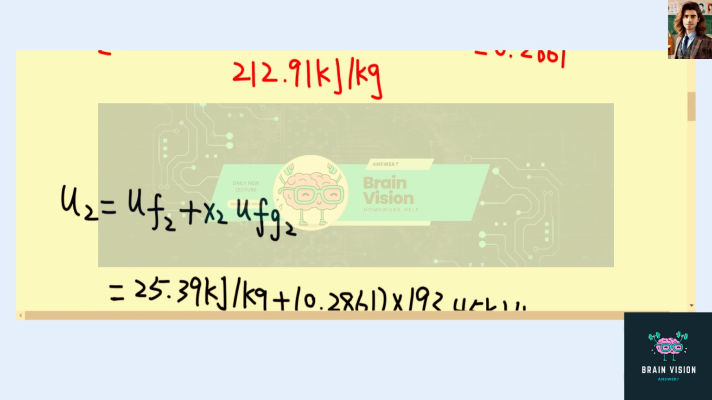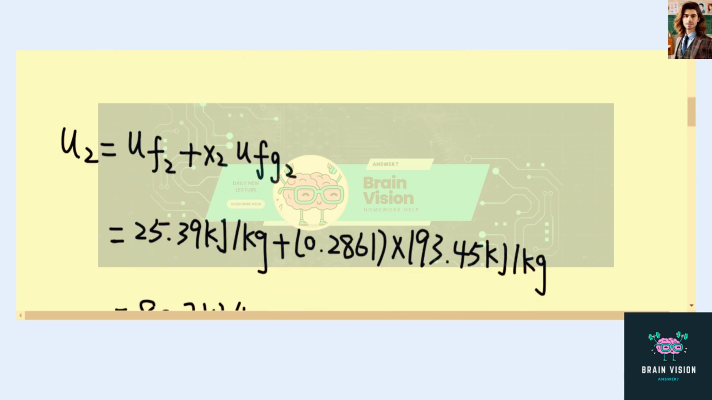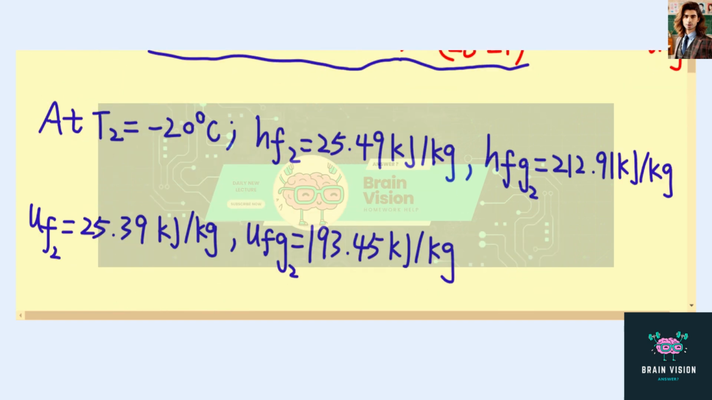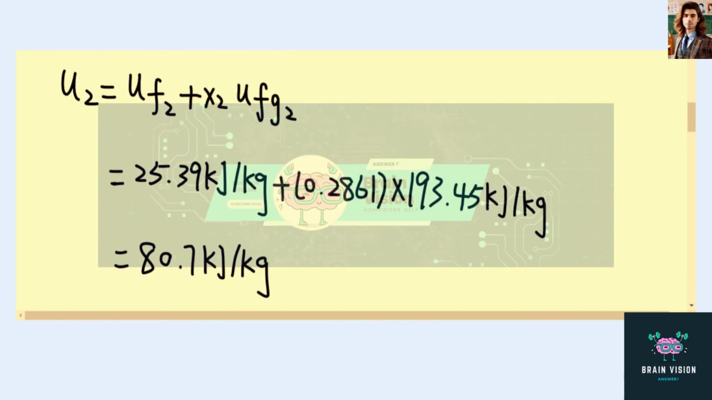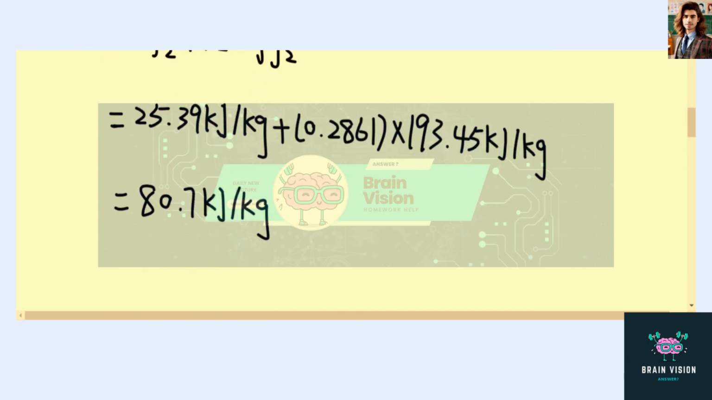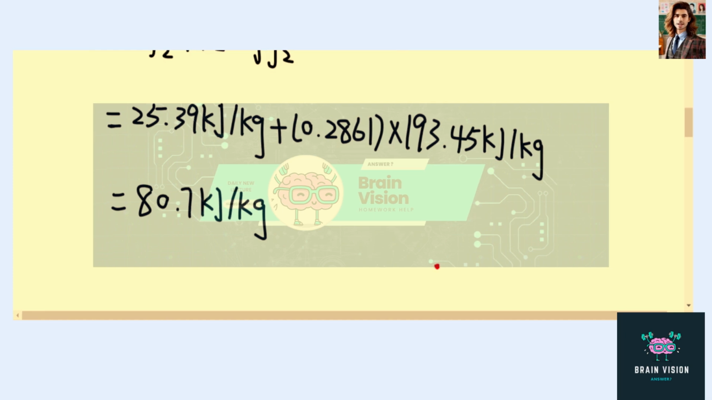So now we can plug back into the equation for the internal energy at the final state, which is U2 equal to Uf2 plus x2 times Ufg2. So if we plug in the values based on the information with the blue letters here, eventually we'll have the internal energy at the final state in this case is equal to 80.7 kilojoule per kilogram, okay? And these are the answers for this question.